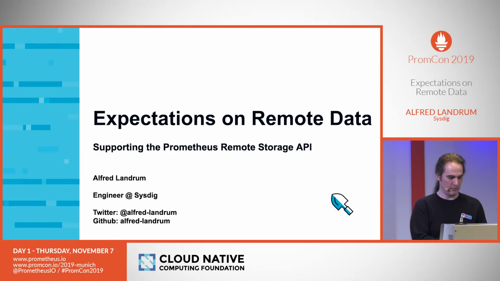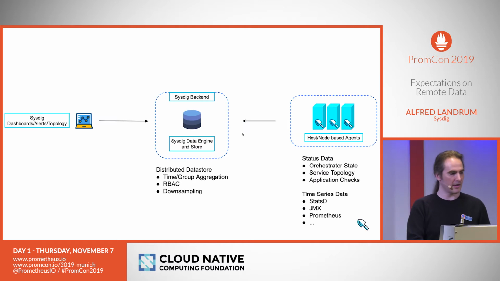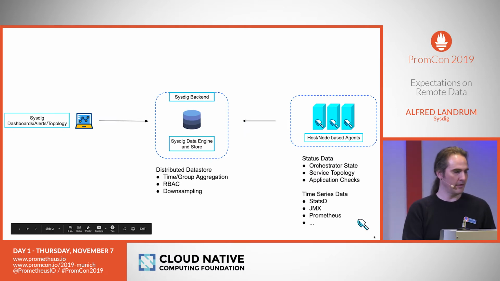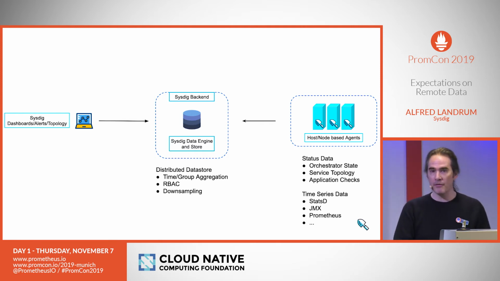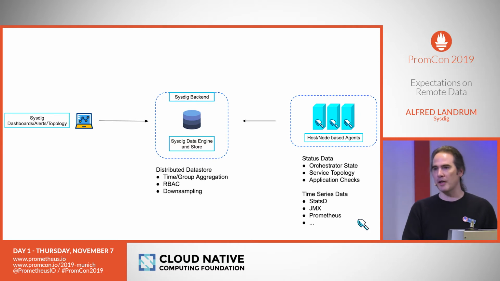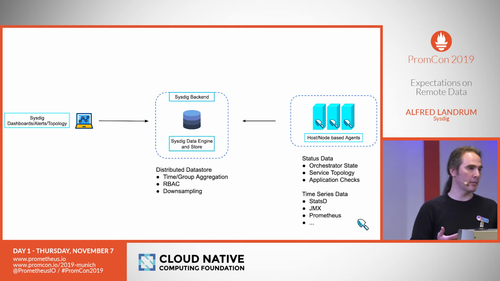So I need to give you a little bit of information about the SysDig setup. SysDig's monitoring platform looks like this. We have a software agent that runs on a host, and it gathers data about the system and about the processes and containers that run on the system. That includes system-level info like CPU usage and memory usage, but we also collect metrics from any applications that are running there, and that includes JMX, StatsD, and of course Prometheus.